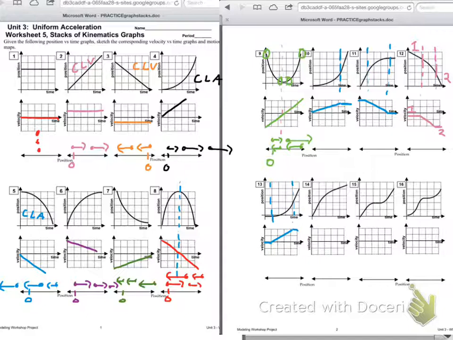Now number 14. Number 14, for the first second, we have CLV. And then for the last 2 seconds, we have CLV. And so the first part of the graph, we have a positive velocity of 2. And because we're going up 2 over 1, up 2 over 1 there, so we have 2 for the velocity.